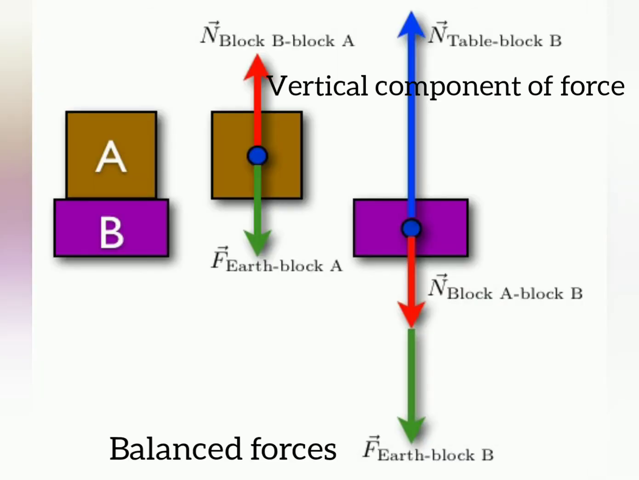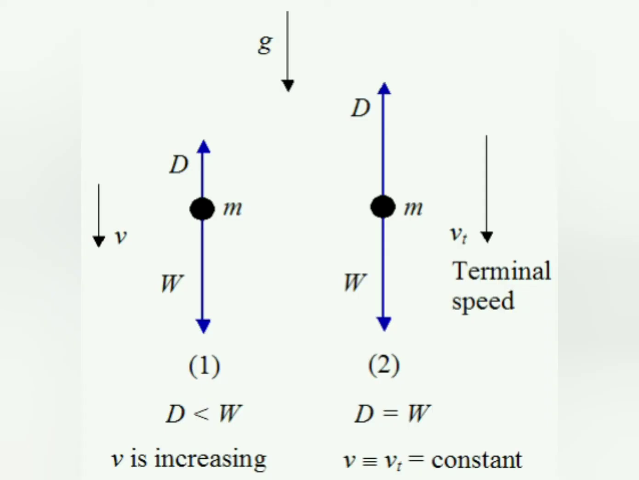Here block A is placed on block B, both are at rest. Now let's see the forces acting on block A. So the normal force of block B on block A and the force of earth on block A. And coming to the forces on block B, the normal force of the table on block B and the normal force of block A on block B, and finally the force of earth on block B.